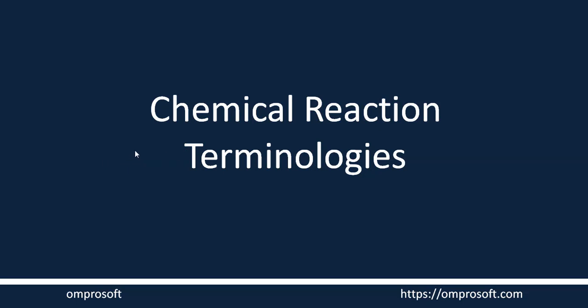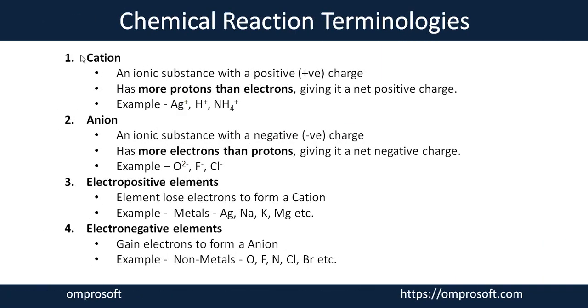With this session, we are going to discuss chemical reaction terminology. There are some basic terminologies which are used very frequently in chemical reactions, like what are cations, what are anions, what are electropositive elements, what are electronegative elements. So with this session, we are going to discuss these terms. First, I'm going to talk about cations and anions.